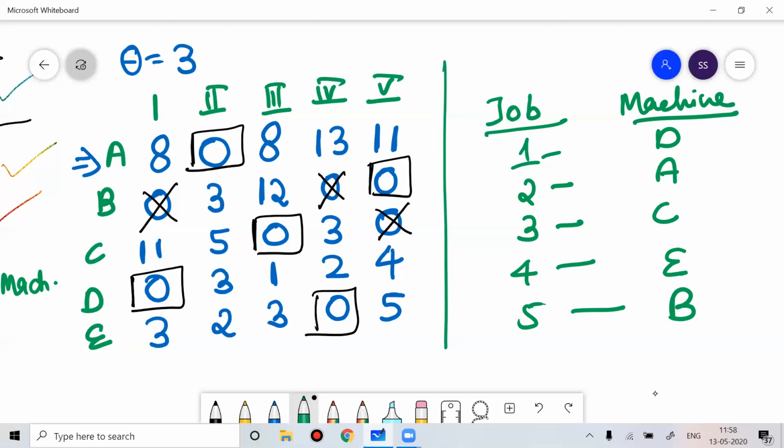Based on this, you can find the total cost. So job 1 by machine B, job 2 by machine A, job 3 by machine C, job 4 by machine E, job 5 by machine B. So guys, I believe you can easily understand. It's so easy. Every year this kind of question comes for the exam, and it is very easy to do. There is nothing difficult in solving these kinds of problems.